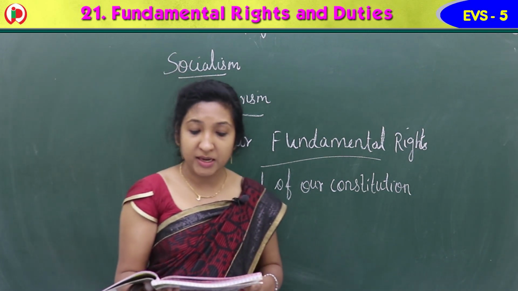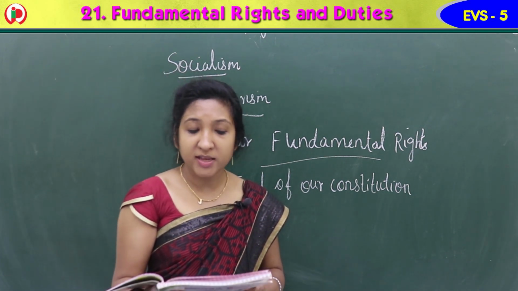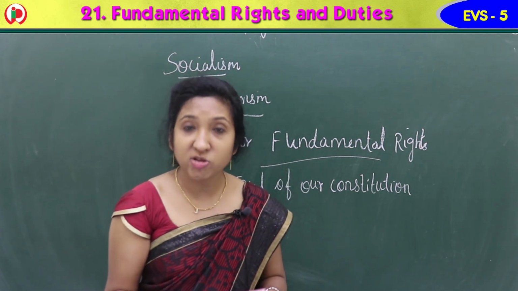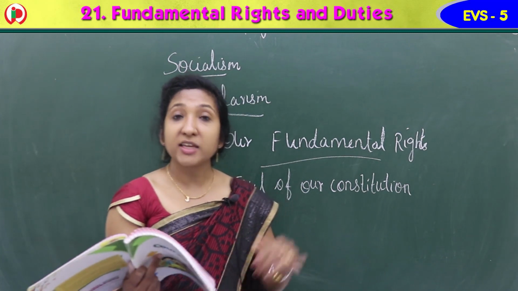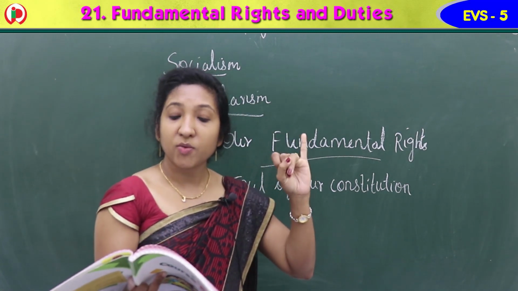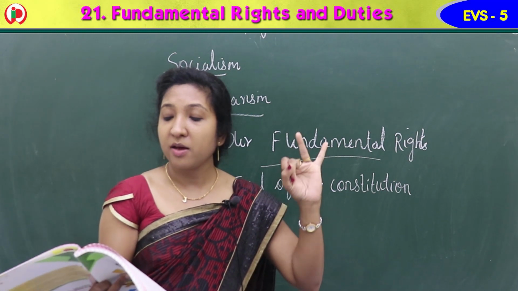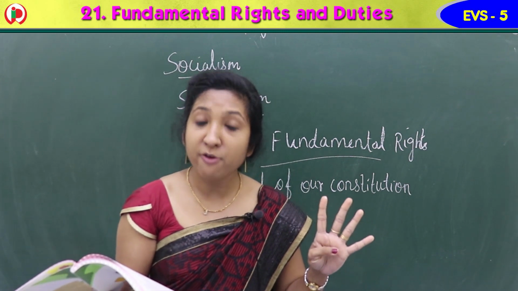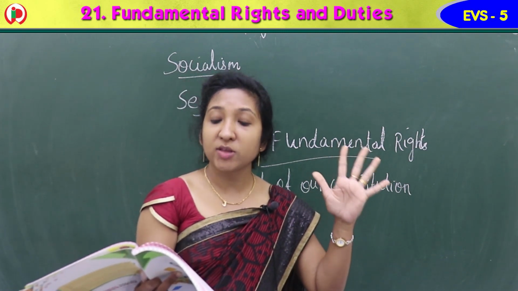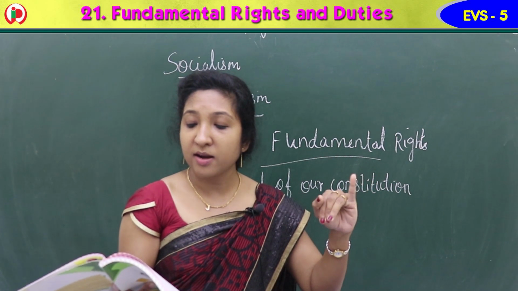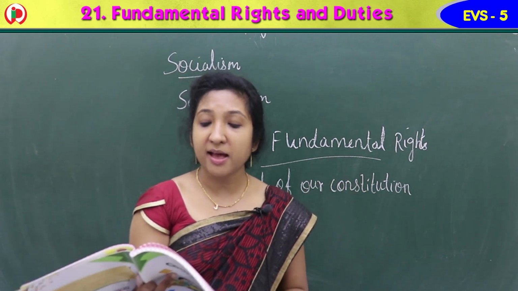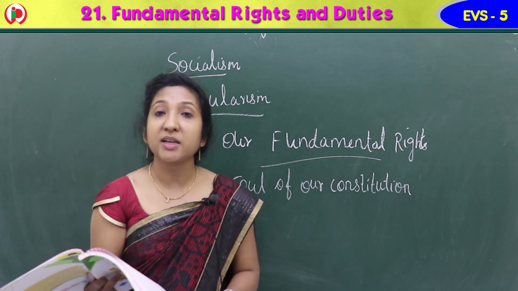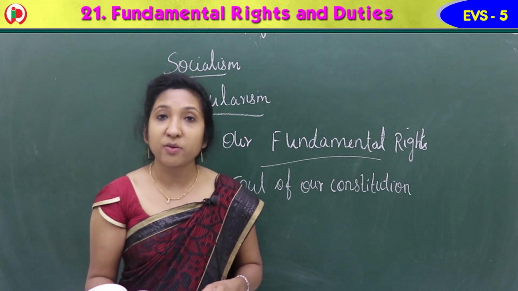The fundamental rights fall in 6 broad categories. So there are 6 fundamental rights. Which are they? These are right to equality, right to freedom, right against exploitation, right to freedom of religion, cultural and educational rights, and the 6th one, right to constitutional remedy. These are the 6 major categories of fundamental rights. We will learn one by one.